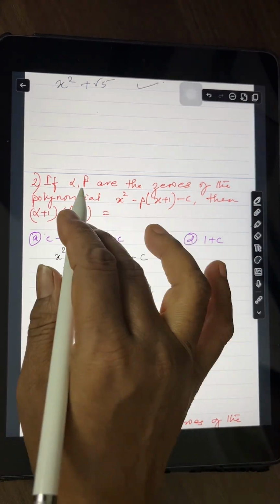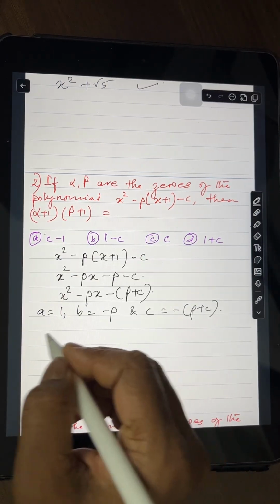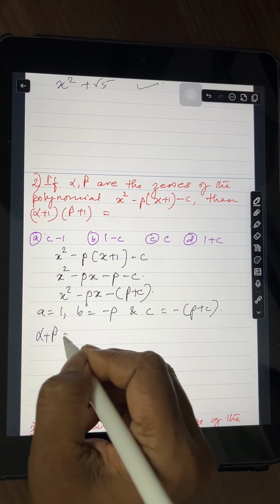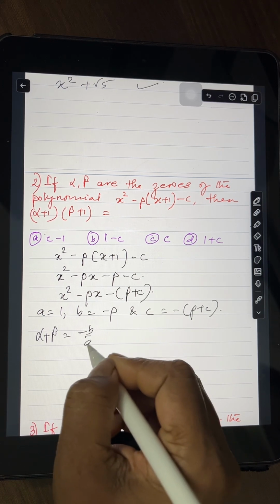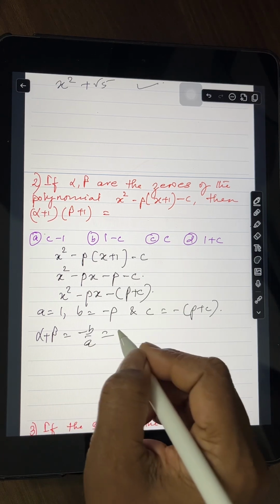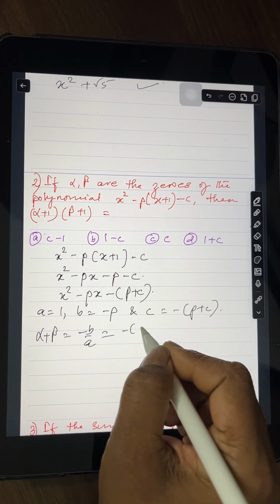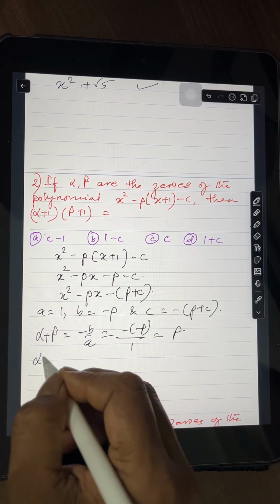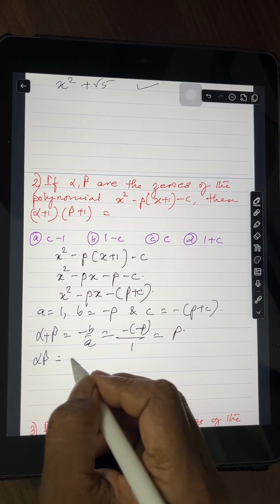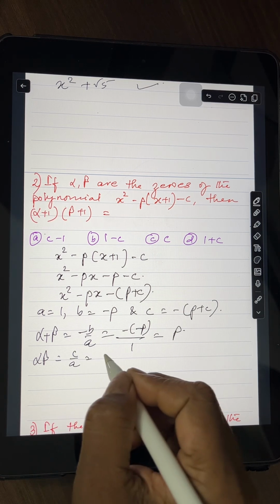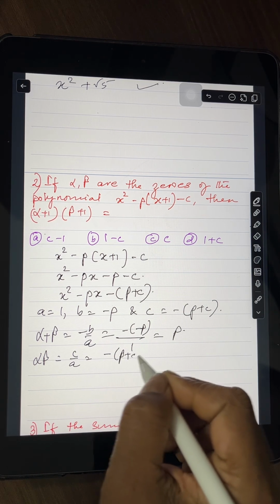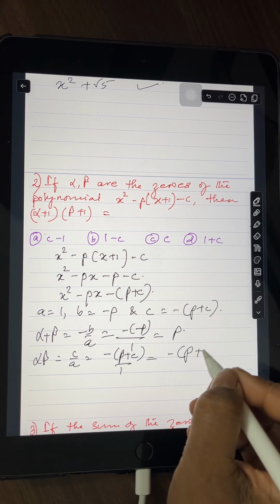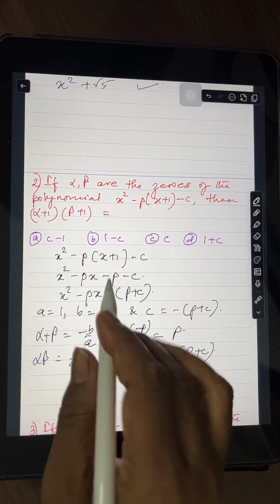Now he is saying alpha and beta are the zeros. So the sum of alpha and beta will be minus b by a. What is b here? Minus p. So minus of minus p by 1, which is p. And alpha beta is c by a, so minus p minus c by 1, which is minus (p plus c). Now what do you want?